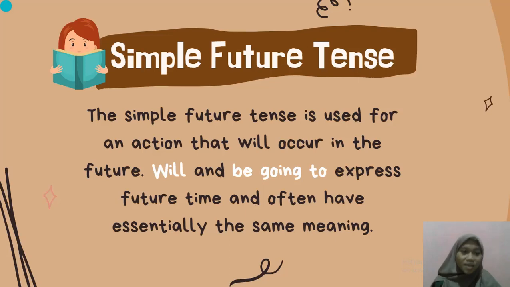Simple future tense. The simple future tense is used for an action that will occur in the future. Will and be going to express future time and often have essentially the same meaning. So when we want to make a sentence that's planning for the future, we can choose will or be going to. They have the same meaning, so we can choose this one or this one.